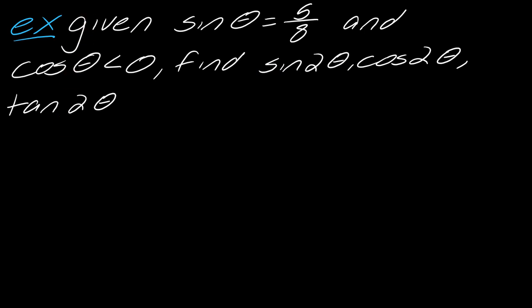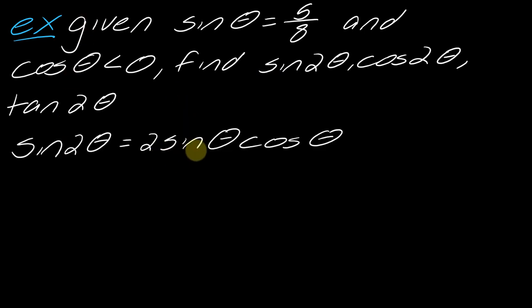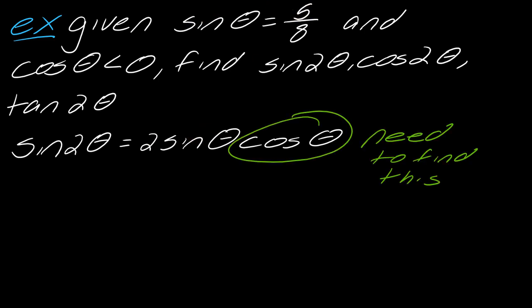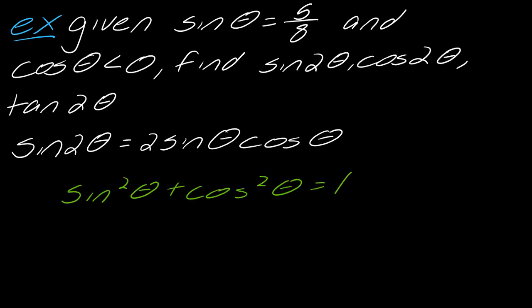Okay, so let's start with sine of 2 theta, which I know is 2 sine theta cosine theta, using the identities that we just came up with, right? All right, so I know sine of theta, that's what's given, but I need to find cosine of theta. I've talked about in a couple of videos now different ways that you can approach this. I could just use the Pythagorean identity to help me figure out what cosine of theta is.